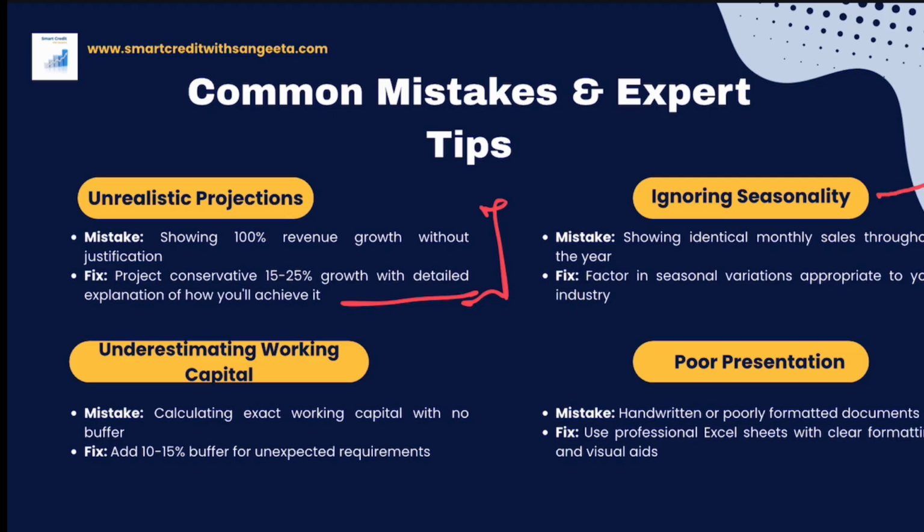Second is ignoring seasonality. They show identical monthly sales throughout the year. Suppose we take an ice cream business that is on its high peak in summer, but if it shows that it is on peak throughout the year, that is not acceptable, you can easily point that out, and your banker will immediately reject the loan seeing this pattern. How to fix it? Factor in seasonal variation appropriate to your industry.